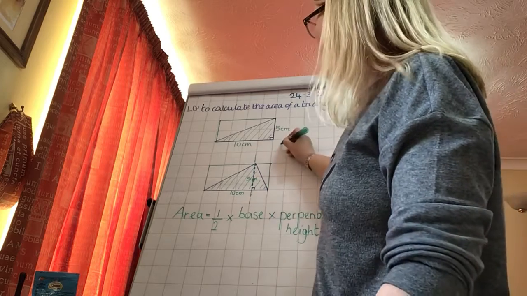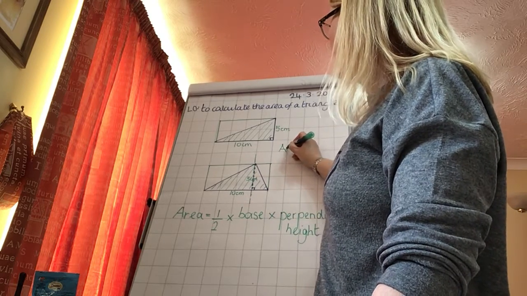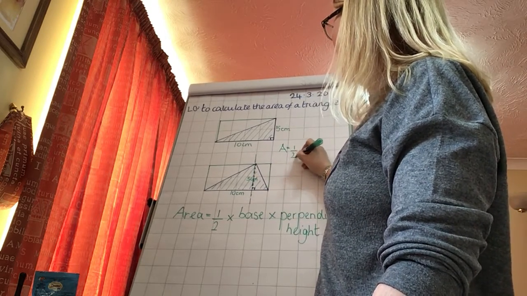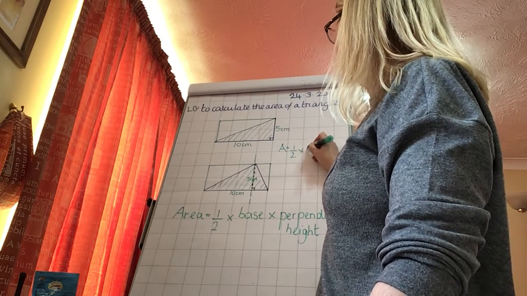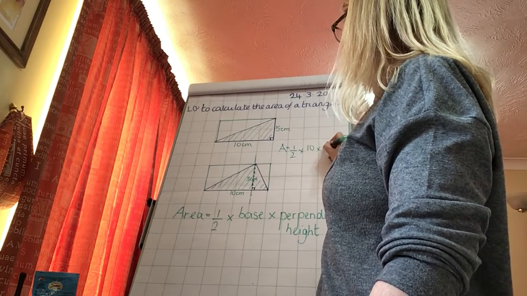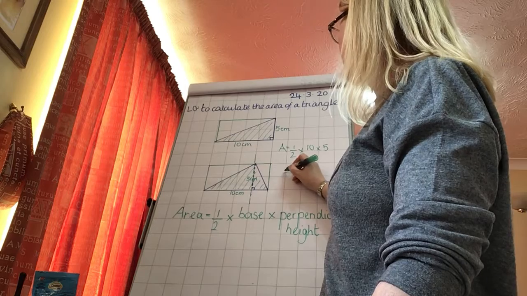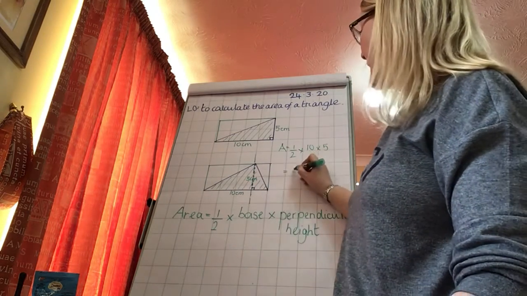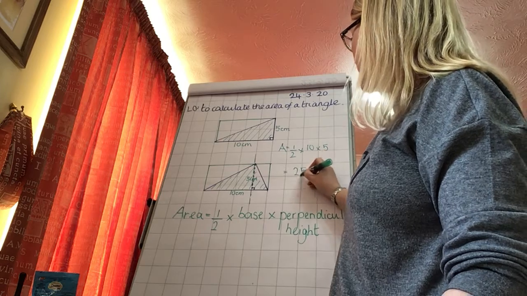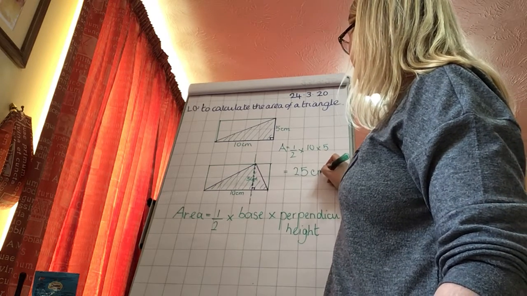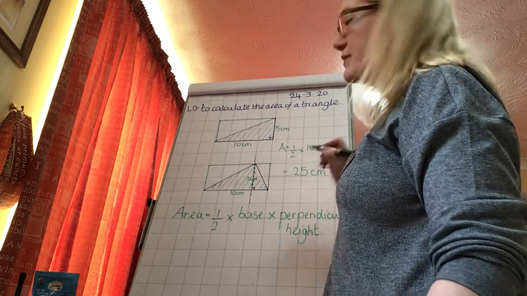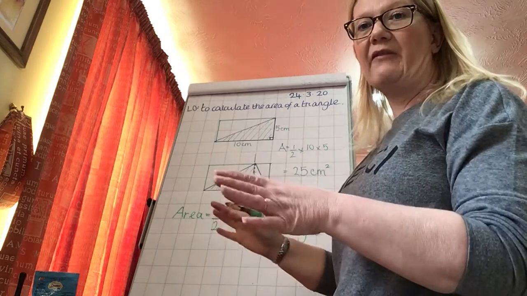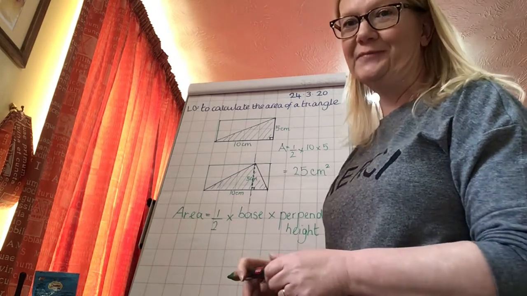So for both of these, the area is going to be half of 10 multiplied by 5, and I can do that in my head. Even at home I can still do it in my head. That is going to give me 25 centimetres. Again, squared, because we're looking at the area inside the triangle.